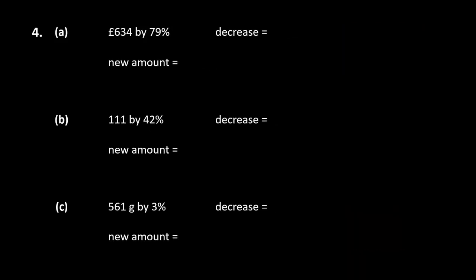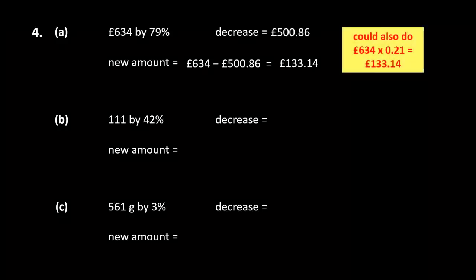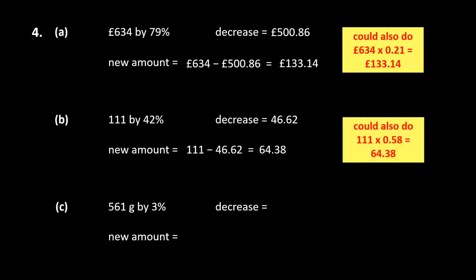And then question number 4. 634 decreased by 79%. There's 79%. Take it away. Remember, it's all calculator work. 133.14. You could have been clever and worked out 21%, 0.21. Whichever way you've done it, make sure you've got a way of getting it right. 111, 42% is that much. It's a decrease. We subtract it. 64.38. Could have been clever, worked out 58%.